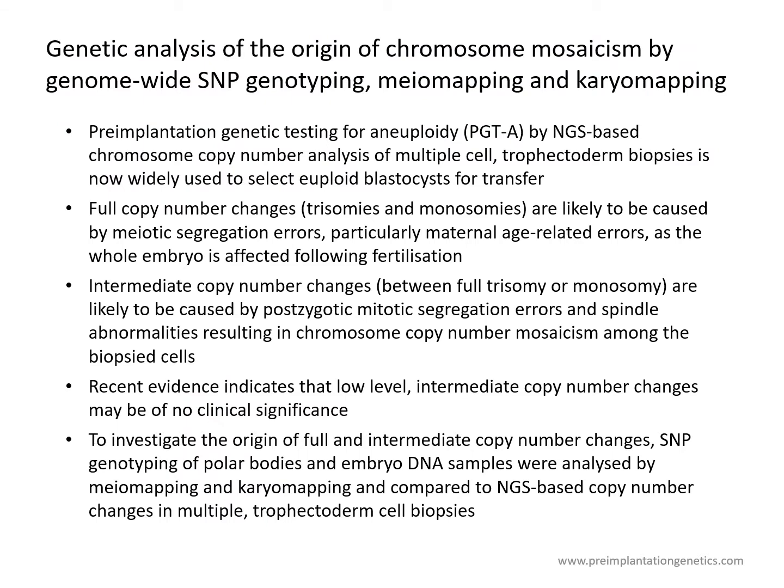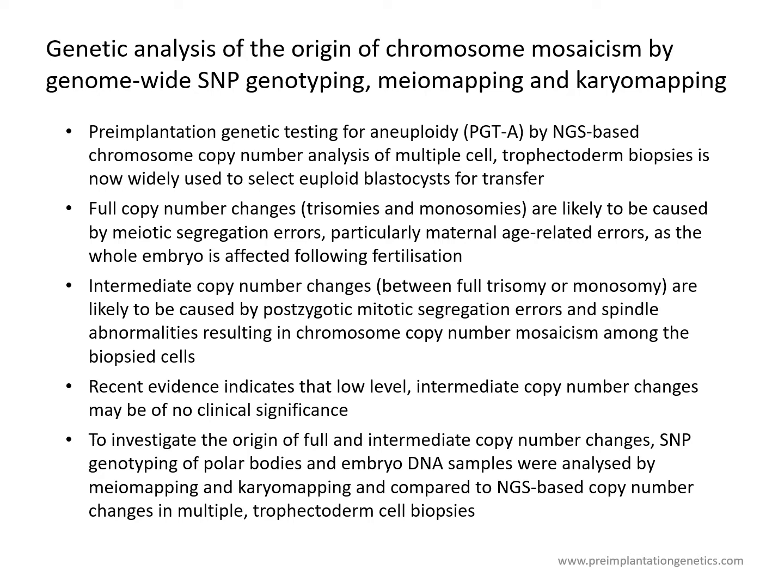Preimplantation genetic testing for aneuploidy, or PGT-A, by NGS-based methods is now widely used to select euploid blasts for transfer. Full copy number changes, indicating trisomy or monosomy, are likely to be caused by meiotic segregation errors, particularly maternal age-related errors, as the whole embryo is affected following fertilization.